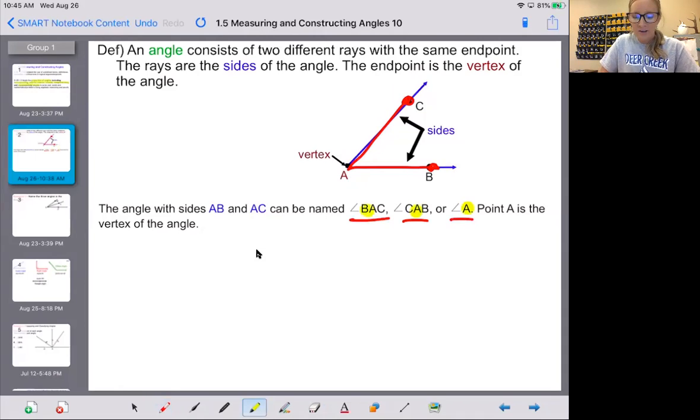So the vertex is super important. The vertex is going to be the middle letter or the only letter when you're naming your angle. So BAC, CAB, or angle A. Any of those three would be sufficient. Now you'll see on our next example that you can usually name angles two ways, but this third way right here, we won't be able to use in every case. So I'll show you why on the next one.